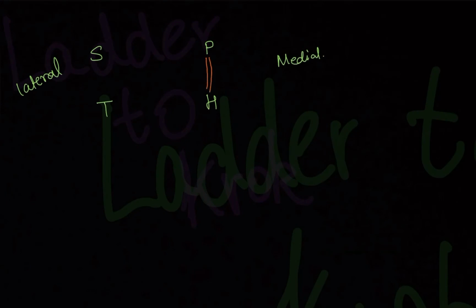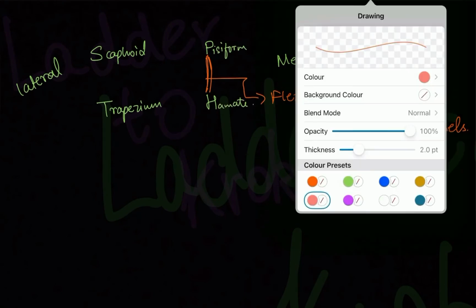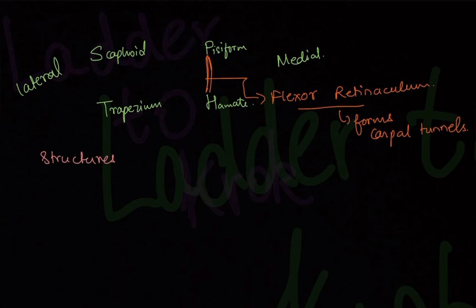There's a sheet which connects pisiform with the hamate. Pisiform and hamate are connected by a structure called the flexor retinaculum. You must know, this structure forms the carpal tunnel. Now let's look at a few more structures which are attaching to the pisiform bone. I'll name these bones first so that you remember it: scaphoid, trapezium, pisiform, and hamate. So let's look at the structures attaching to pisiform bone.